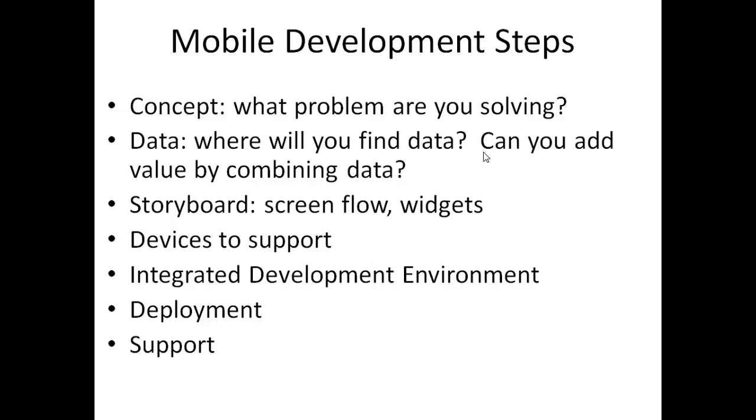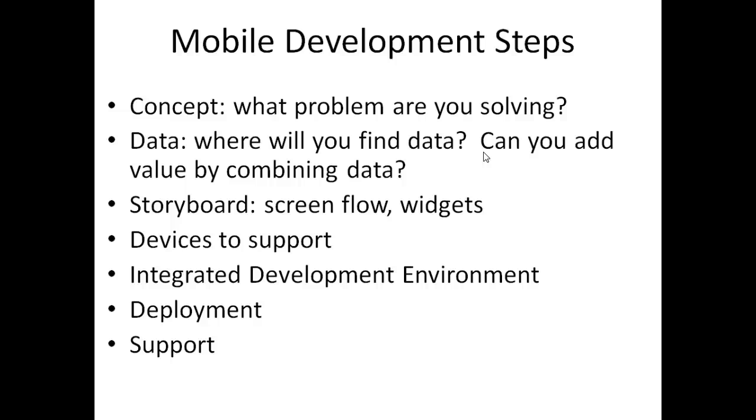Second, data. Where will you find your data? Can you add value by combining data? One of the things that we'll do with mobile apps is take data and make information out of it. Okay, so data is just stuff. Information is what we do with that stuff. Information is making intelligent decisions based on that data. So, where can we get data?